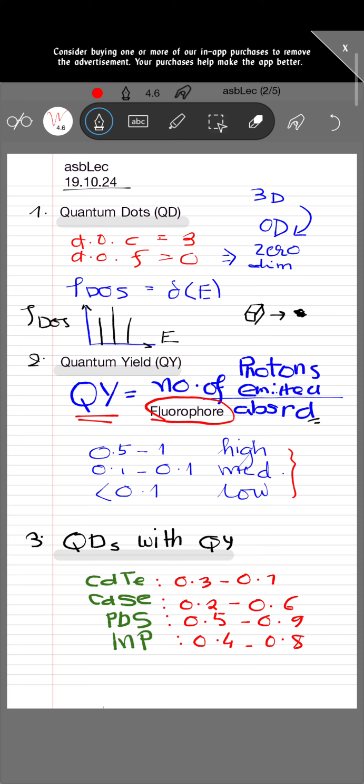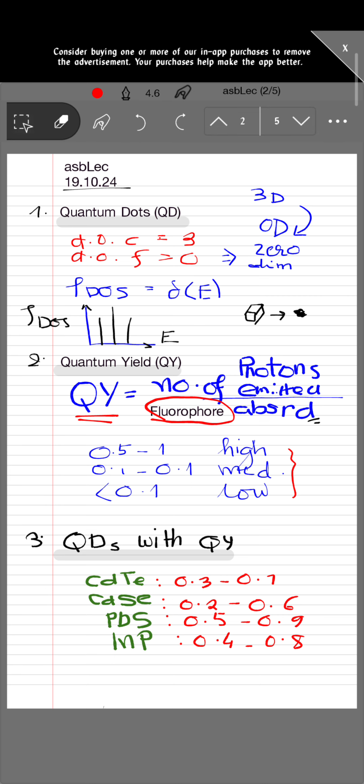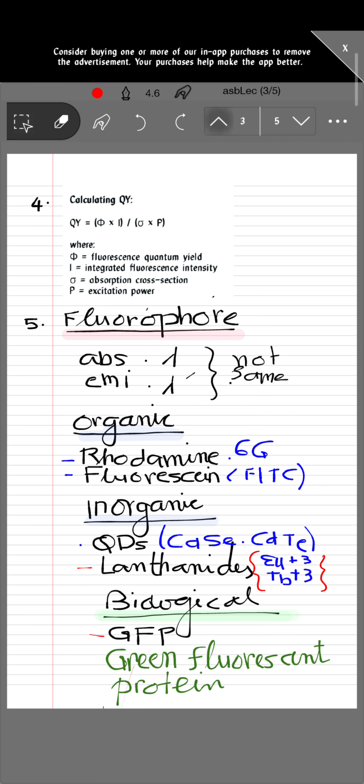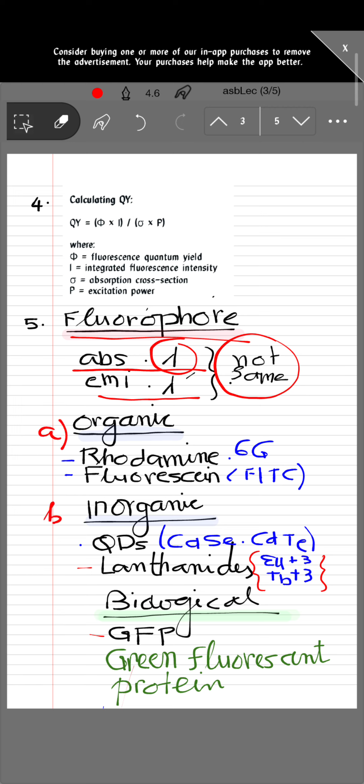A fluorophore is a material that absorbs light at a certain wavelength, but due to its molecular structure, it emits light at a different wavelength. So the wavelengths of absorption and emission are not the same. This is what is known as a fluorophore. Now, we classify fluorophores into three different types.